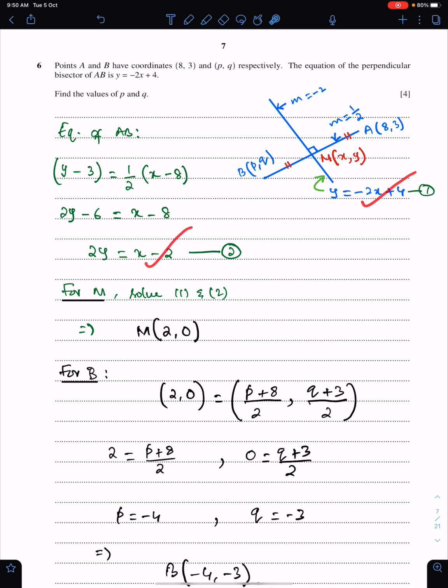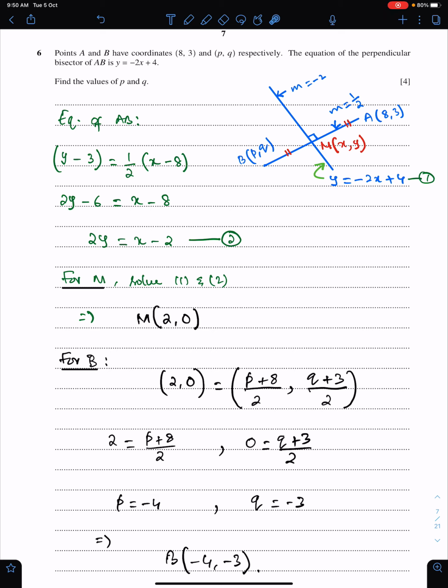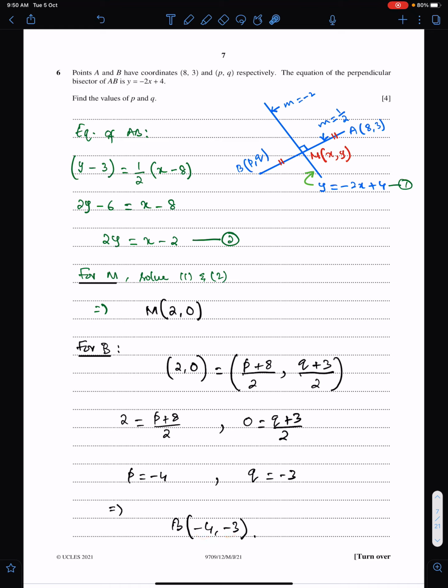Now since M is the midpoint of AB, we can easily get B by using the midpoint formula. With the help of the midpoint formula, we have P is minus 4 and Q is minus 3. So the coordinates of B are minus 4 and minus 3. Always make a rough sketch to understand the situation well.